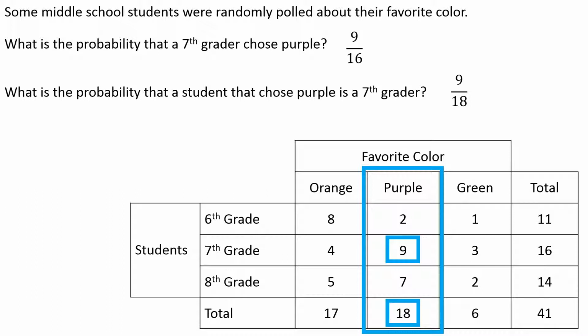Well, of the 18 that chose purple, 9 were seventh graders. And of course, 9 over 18, we're going to reduce that fraction. We're not going to leave it as 9 over 18. Right? Always reduce the fraction when possible.